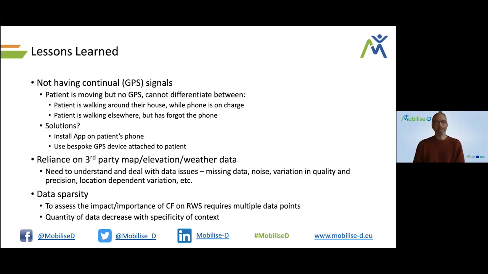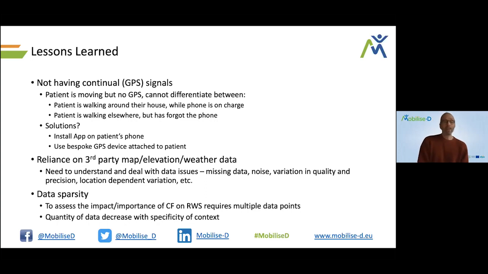So it would be nice to have continual signals, and the solution to this would be to use the patient's app, as generally people always have their phone with them. So we could assume that, or to have a bespoke GPS device, maybe attached to the IMU and then attached to the patient. But as we've discussed previously in the talk, there are issues with both these approaches.